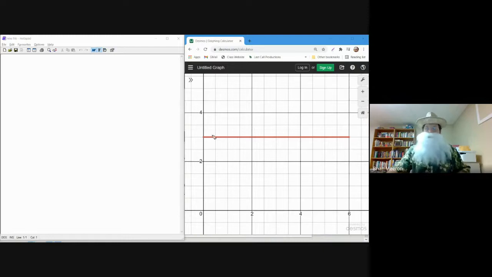So here I have the graph. We're going to call this graph y equals 3. I think you can verify for yourself that this is in fact the graph of y equals 3, and it does start at x equals 0 and continues up to x equals 6.